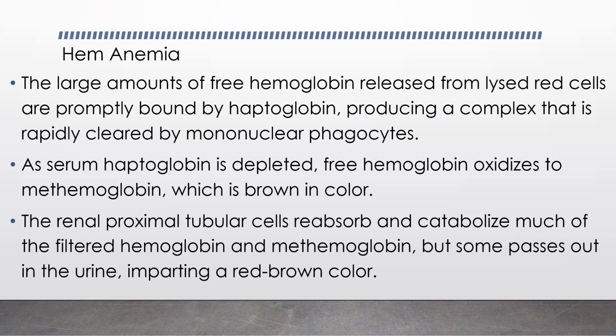So, a bit about clinical symptoms. Free hemoglobin, haptoglobin we already discussed, and free hemoglobin oxidizes to methemoglobin, brown in color, if haptoglobin is depleted. Renal proximal tubular cells reabsorb and catabolize much of the filtered hemoglobin and methemoglobin, but again some passes out in the urine imparting a red-brown color. And again, if it starts getting stuck in the glomerulus, it can cause that glomerulus to be damaged enough so that the nephron cannot be used for filtration anymore.